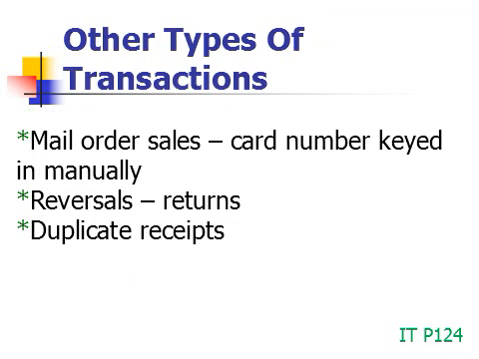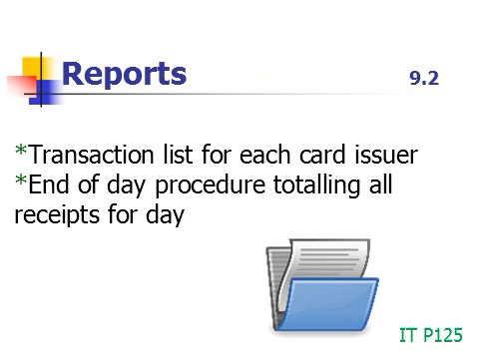Other types of transactions that can be done with an EFT POS terminal are mail order sales, where the card number can be keyed in manually, reversals, which are returns, and the terminal can also make duplicate receipts. The reports that can be requested from the EFT POS terminal are: a list of transactions processed through the terminal for each card issuer, and end-of-day procedures, totaling all the receipts for the day.